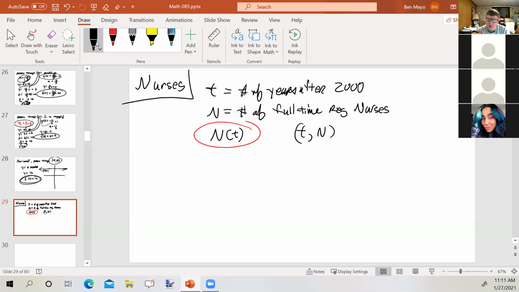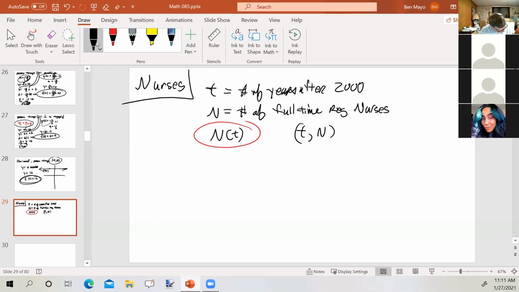From those two ordered pairs, using techniques we've covered a little bit ago, I'm going to get the slope of the line and then finally the y-intercept, which will give me the equation describing the situation involving the nurses. Okay, now let's go back here.